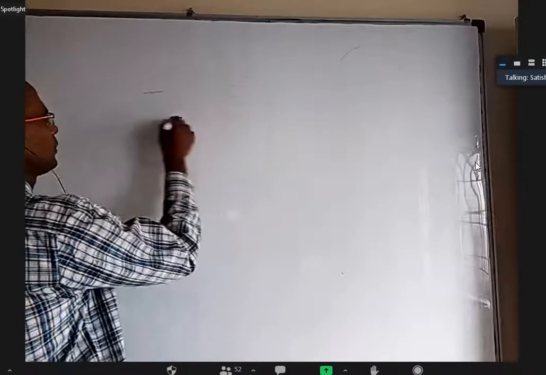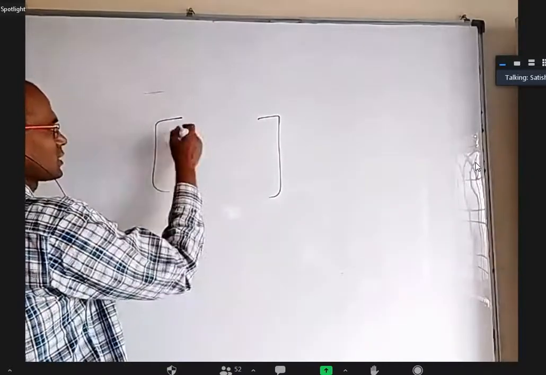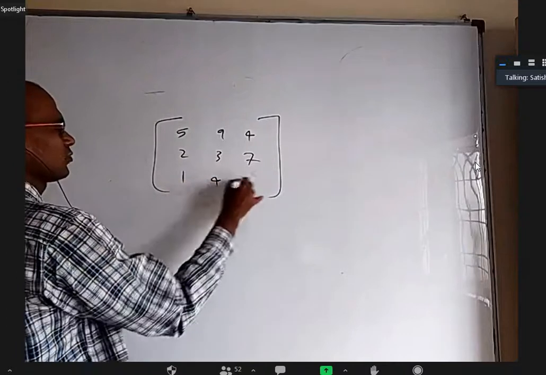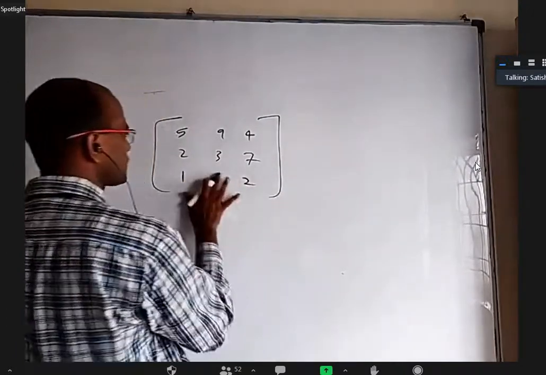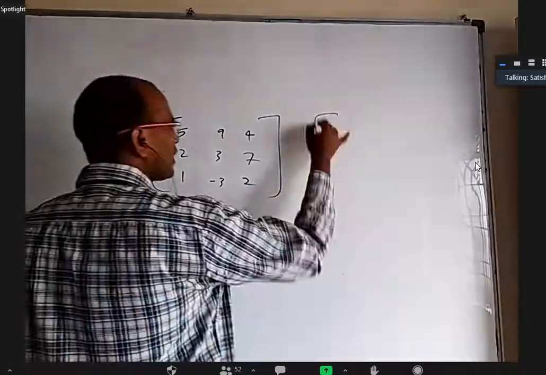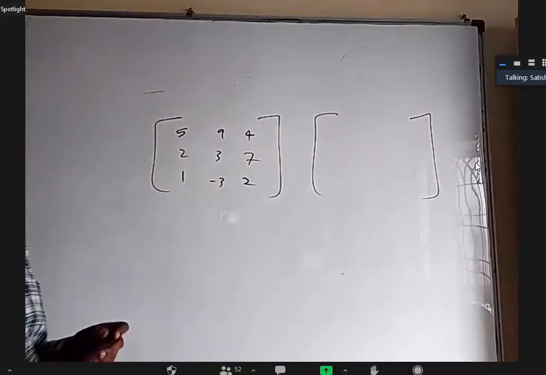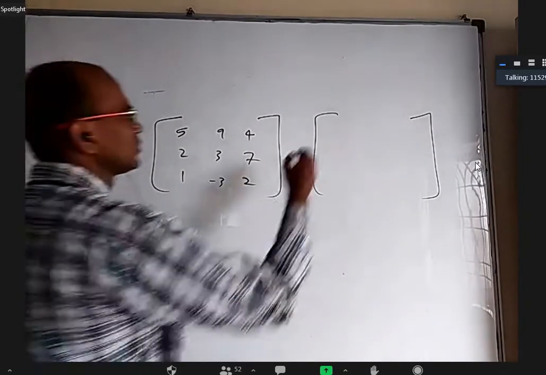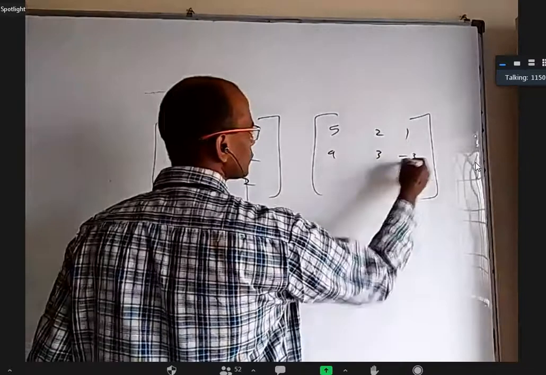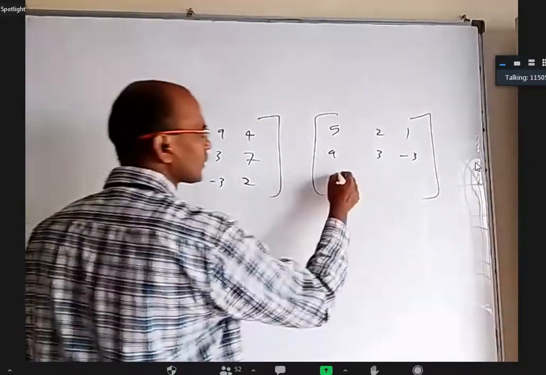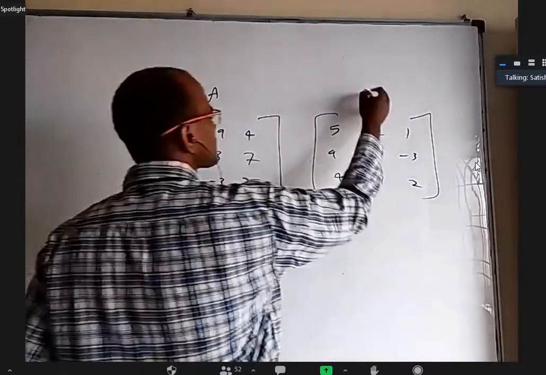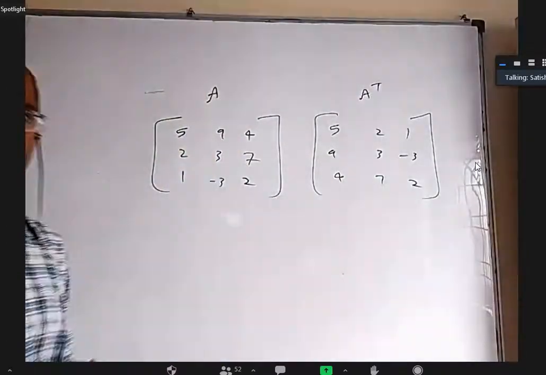For example, if a square matrix is 5, 9, 4, 2, 3, 7, 1, 4, and let me give some other numbers, let us say -3. What is the transpose of this? 5, 2, 1; 9, 3, 4; 4, 7, -3. So this is A and this is A transpose. Both have the same order.